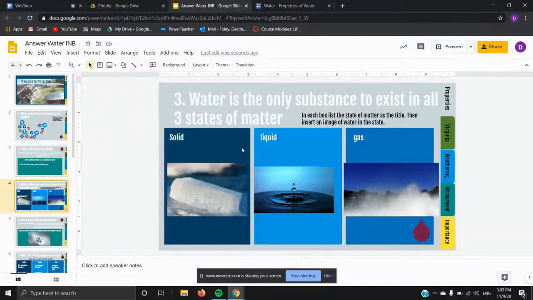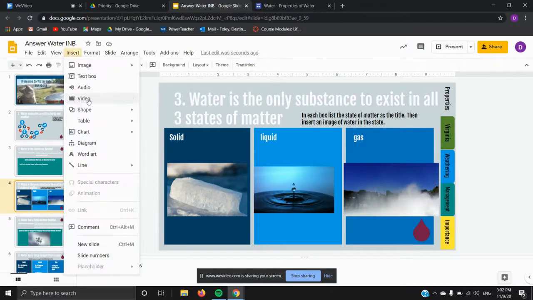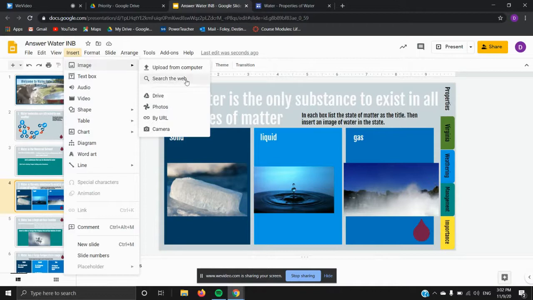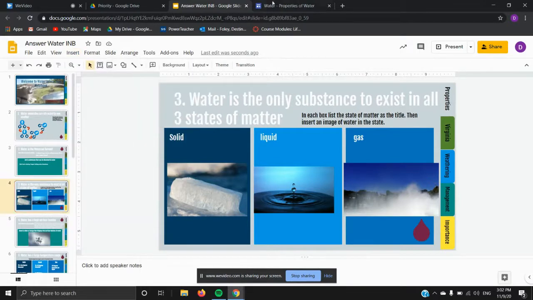Slide 4, you are to find pictures. So you can go up here to insert, and you could use insert image, and you can search the web, or you could just go into Google, type in all of these and find a picture, or you can take your own if you wanted to do that. The gas one I do not recommend you doing, but the solid and the liquid you can do.